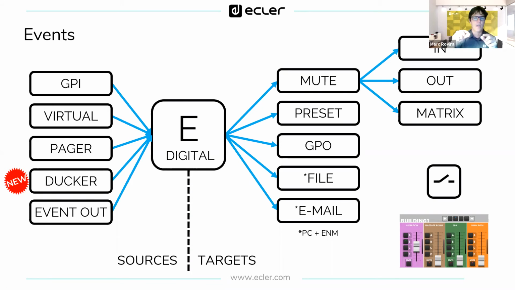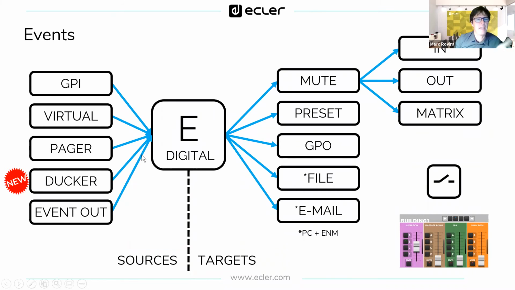So if I create event 1, which is when GPI is active, make something, you can create an event 2 where the trigger will be when event 1 is activated, then make event 2. So you can concatenate events one after the other. These are the sources of a digital event.